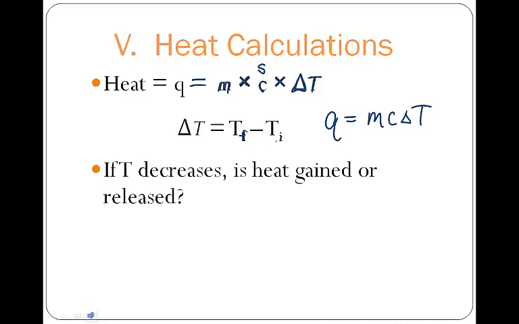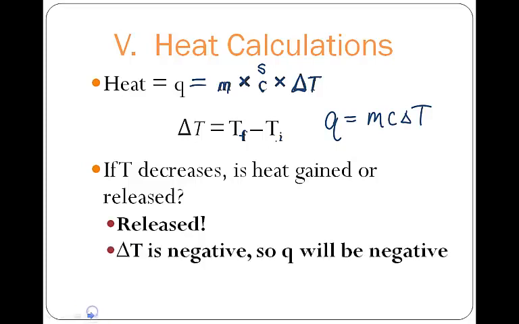Now let's take a thought experiment here for a second. If the temperature of something goes down, is heat going to be gained by that substance or released by that substance? Well, obviously its heat is being released, right? Because its temperature is decreasing. So what's going to be the value of our delta T? Well, if it's losing temperature, if its temperature is going down, it's going to have a negative delta T. So if this value is negative, then your Q value is going to turn out to be negative as well, right?